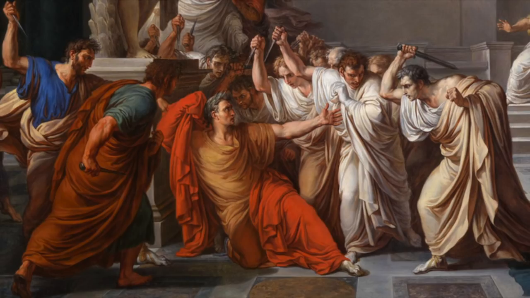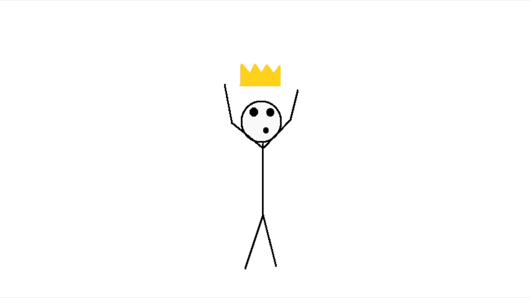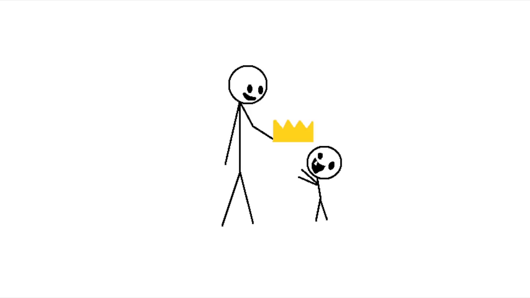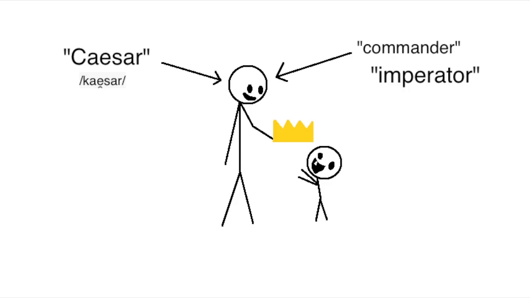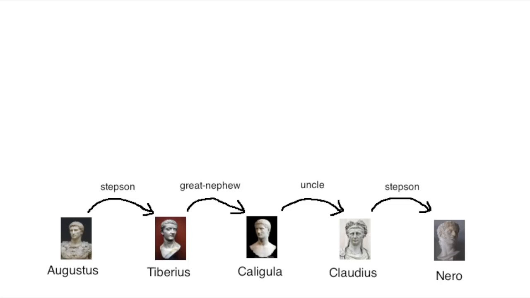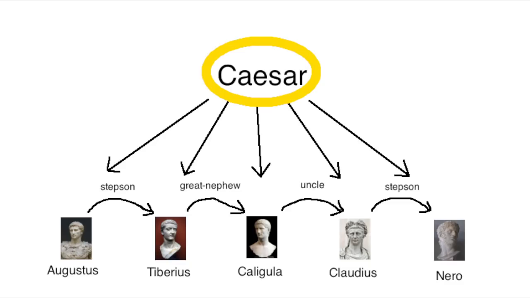The result of this was that even though all of the power in Rome was concentrated in the hands of one person, and even though he usually passed this position on to his relatives, they never called this person a king. Either they were called commander in reference to their position in charge of the military, which in Latin was imperator, or they were called Caesar, which was just their last name. Like, since all of the first few of them were related, they all had the same last name, so people started using that last name to refer to the office itself.